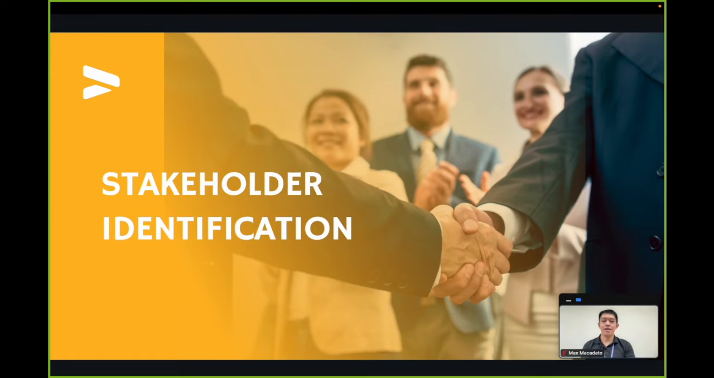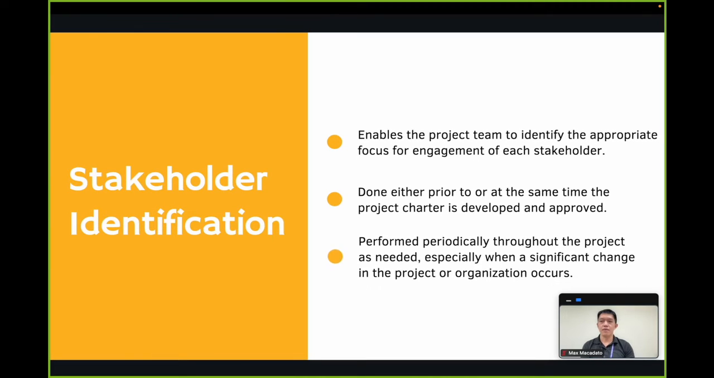Next activity in the initiation and onboarding process is the stakeholder identification. This is the process of identifying project stakeholders regularly and analyzing and documenting relevant information regarding their interests, involvement, interdependencies, influence, and potential impact on the success of the project. The key benefit of this process is that it enables the project team to identify the appropriate focus for engagement of each stakeholder or group of stakeholders.